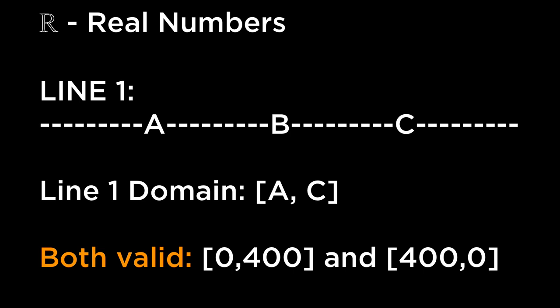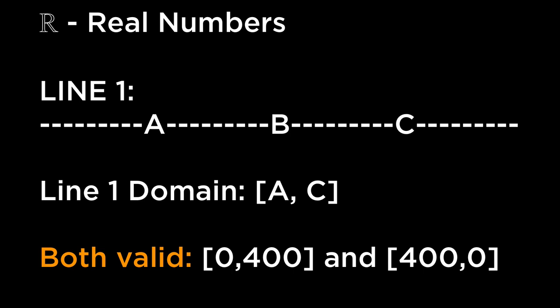The domain 0, 400 specifies that as we go to the right, the numbers increase. The domain 400, 0 specifies that as we go to the right, the numbers decrease. Most people think of number lines where numbers increase as you go to the right. However, there is nothing to stop us describing a number line where numbers decrease as you go to the right.